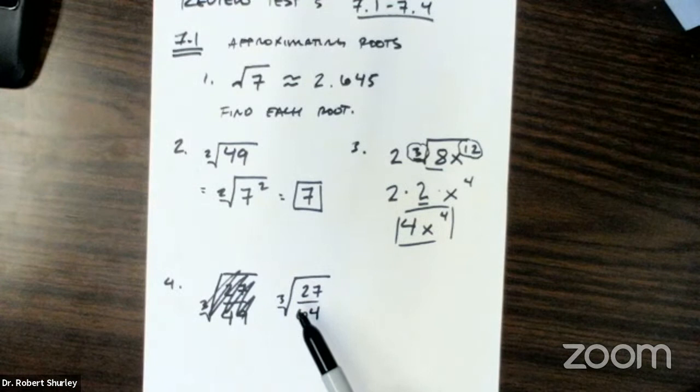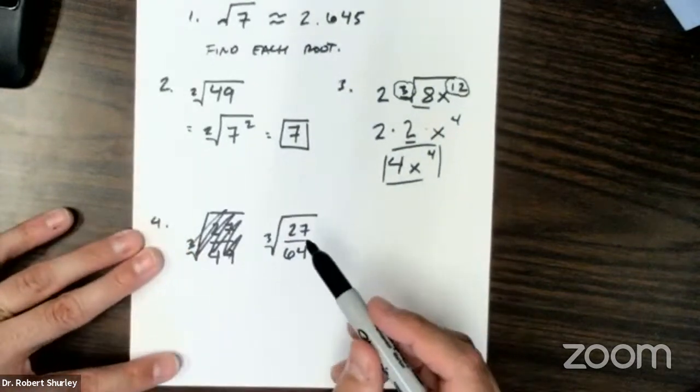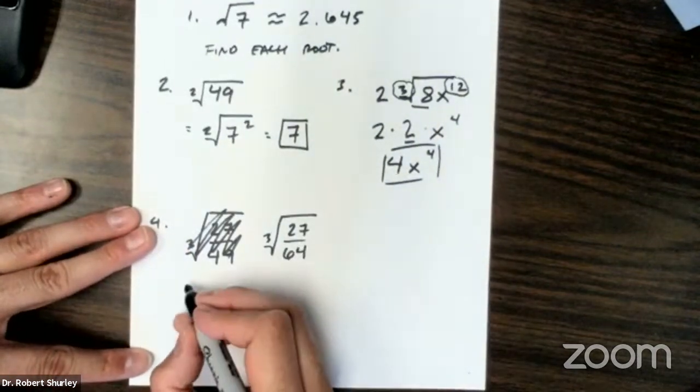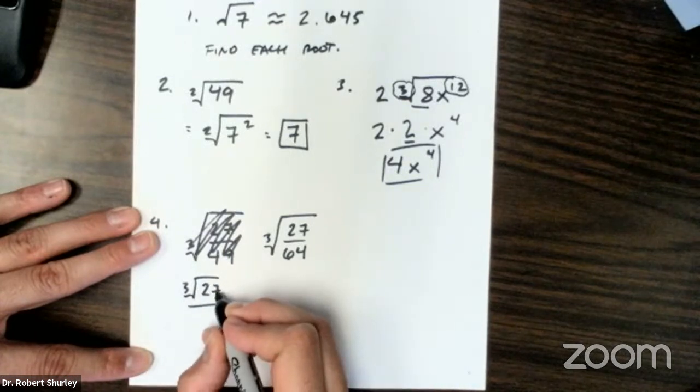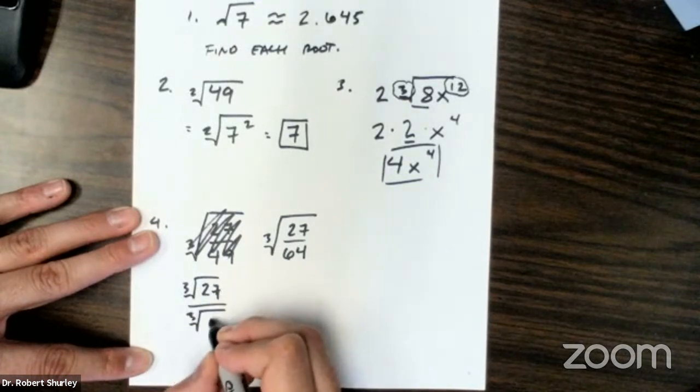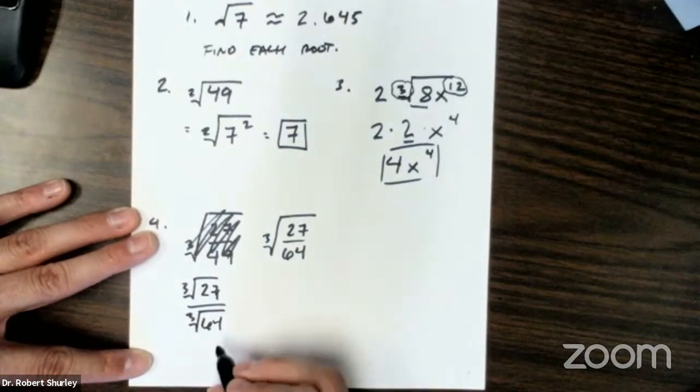Now look, I'm going to use a rule that they didn't really bring up until 7.3, which I thought was kind of different, but they should have introduced it earlier. So remember, we need to take the cube root of the top, and we need to take the cube root of the bottom.